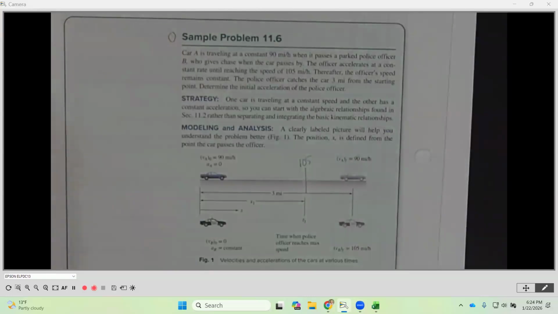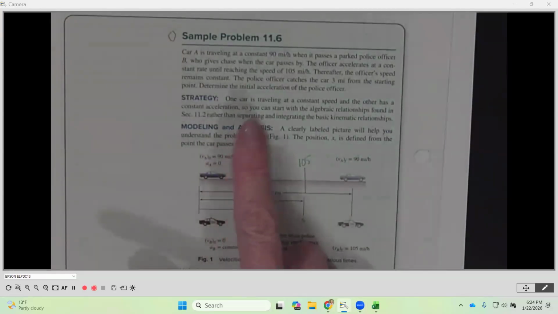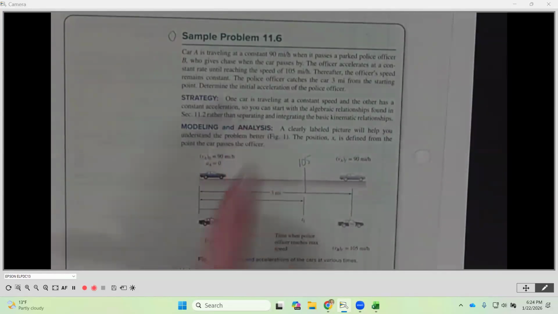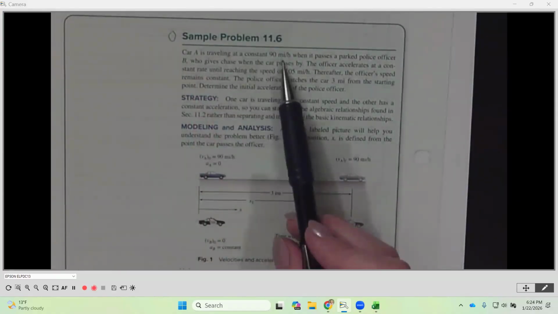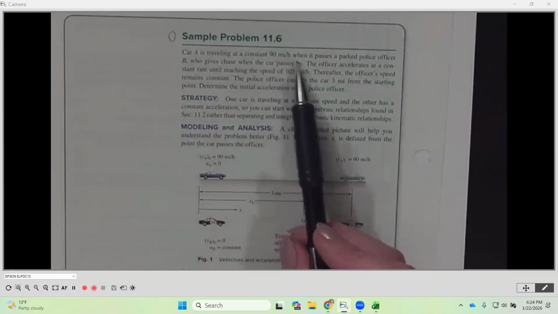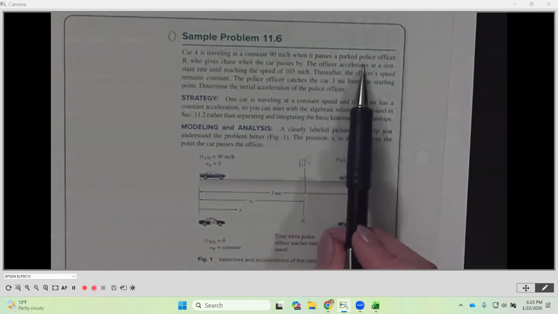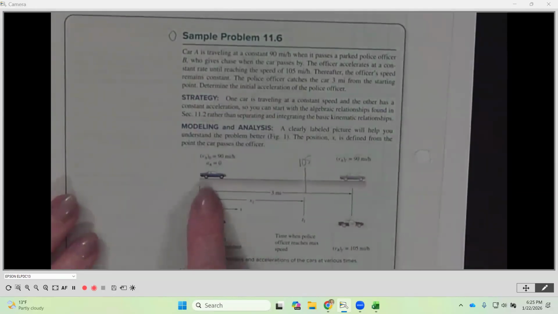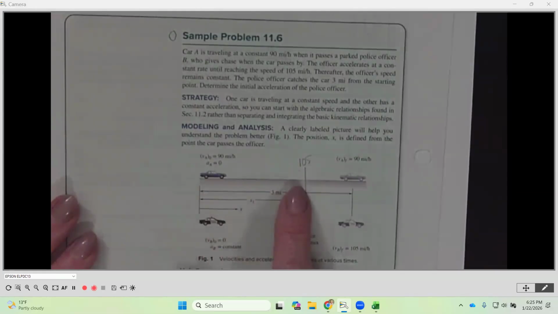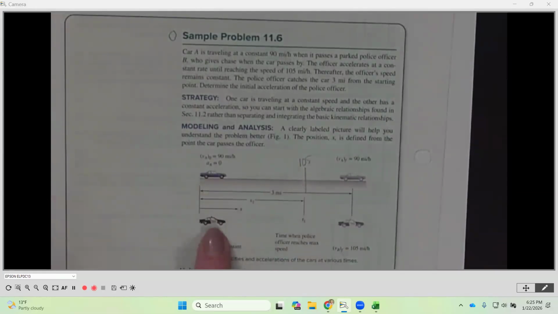On page 642, a little ways down the page, this is where we have our problem statement for sample problem 11.6. So here we have a car. Car A is traveling at a constant 90 miles per hour when it passes a parked police officer in car B. So here's car A moving along, going fast, and it passes a police officer who is at rest.